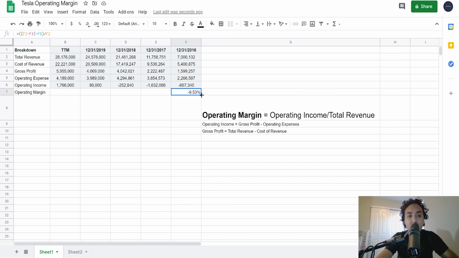So you can see that there's a negative operating margin in 2016 for Tesla. Now let's copy this formula over to the other accounting periods. So to do that, I'm going to grab the quarter and just drag along, and that should give the relative column and row. All right, so starting from right to left, because that's how financial statements work.